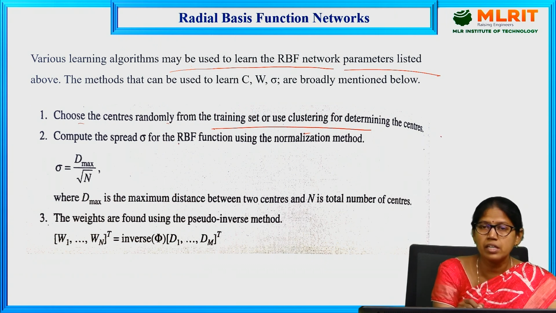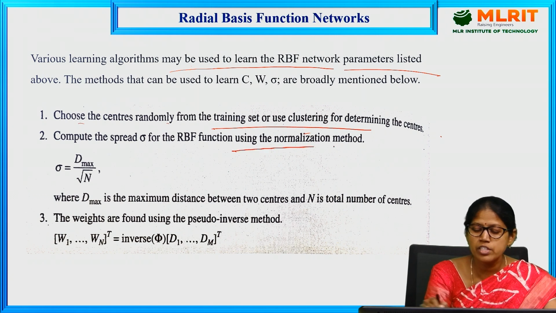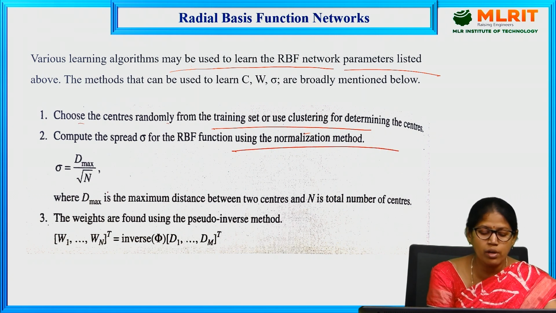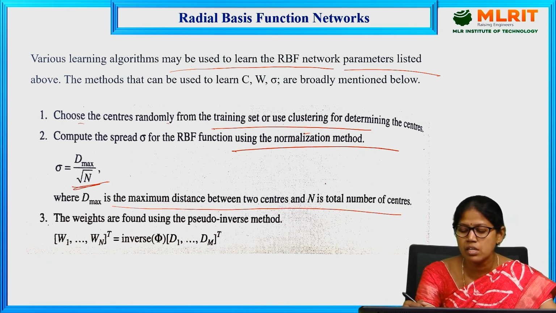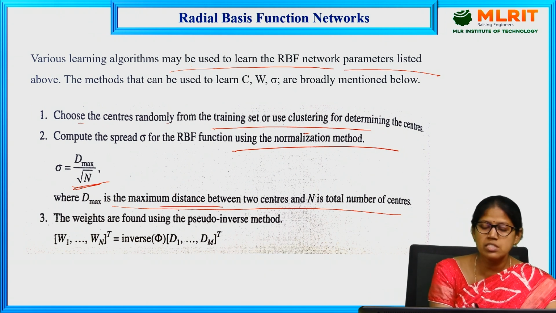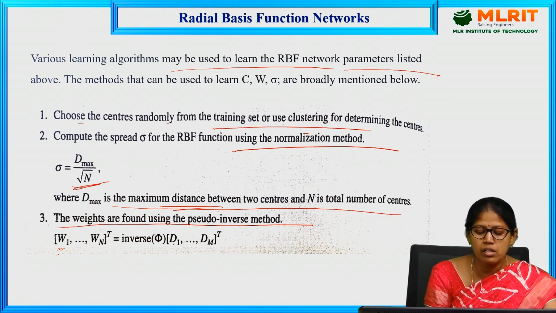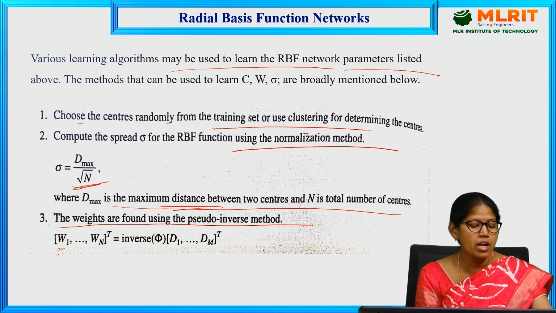Compute the spread sigma for the RBF function using the normalization method d max divided by square root of n, where d max is the maximum distance between 2 centers and n is the total number of centers. To find the distance, we use the Euclidean distance method. The weights are found using the pseudo inverse method. So the weight vector W1 to Wn transpose equals the inverse of phi times D1 to Dm transpose.